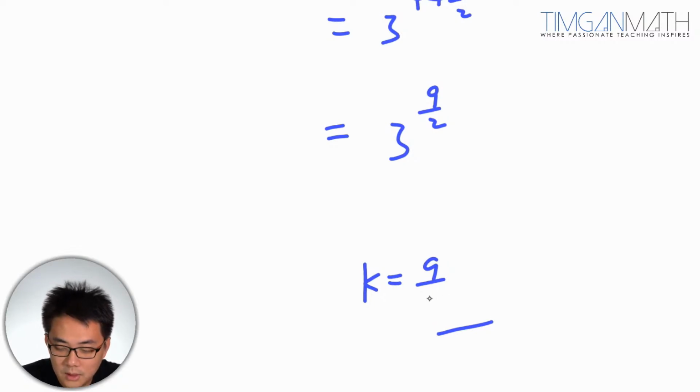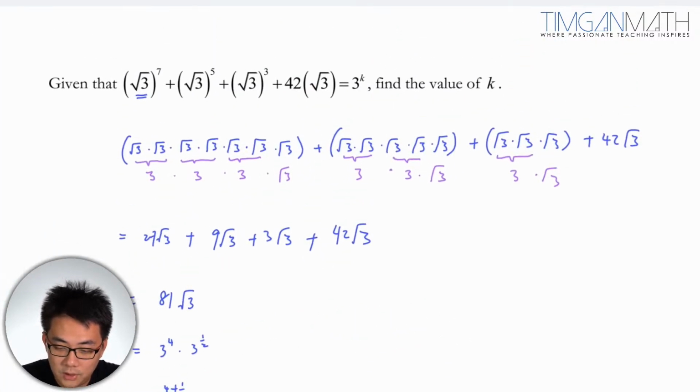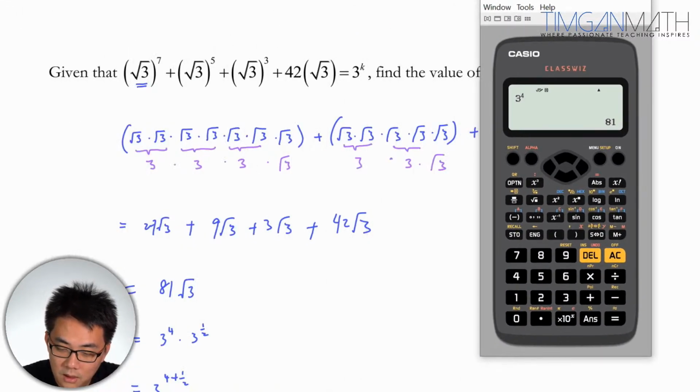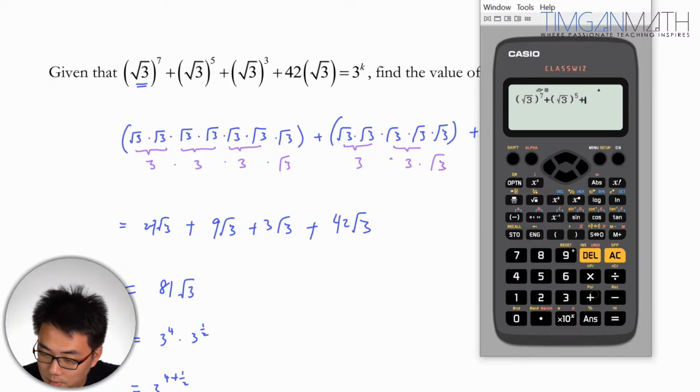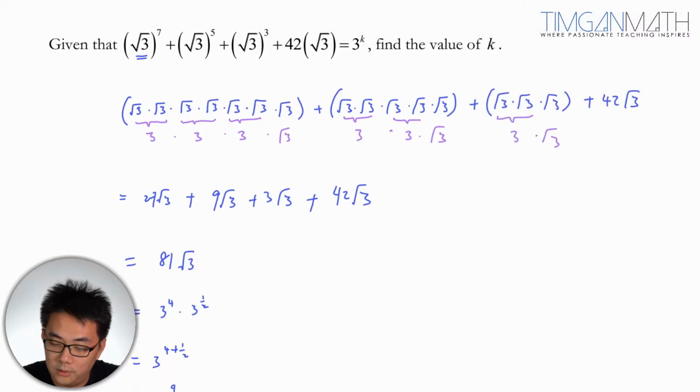Great. Same thing, you can actually check your answer. I'm going to check my answer quickly. So this case here would be root 3 to the power of 7, plus root 3 to the power of 5, plus root 3 to the power of 3, and plus 42 root 3. This will equal 3 to the power of 9 over 2. And check. There you go. The answer is correct.